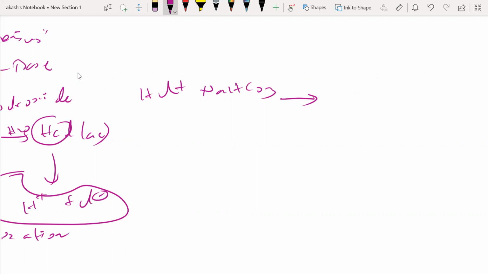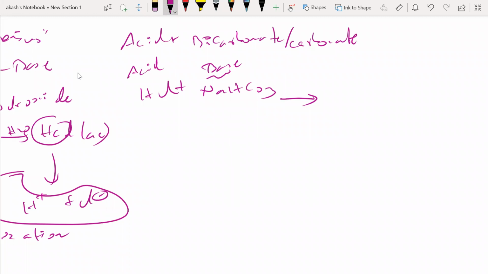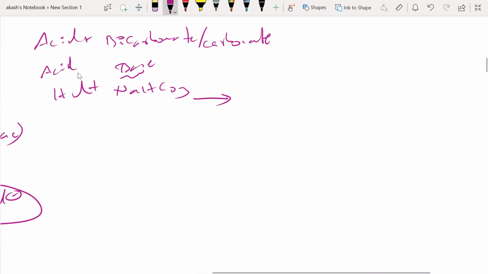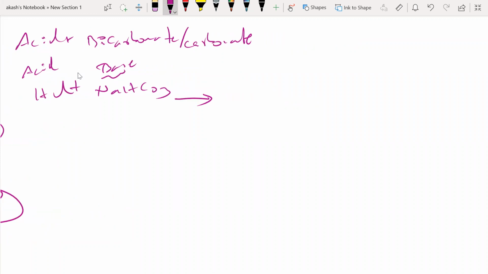Right. Please understand, this is an acid. This is a base, but a weak base. Generally when an acid plus base react, we all know it's a neutralization reaction to form salt and water. But when I have an acid reacting with a bicarbonate or a carbonate, that is Na2CO3, what you have to understand is, people, you will have neutralization.